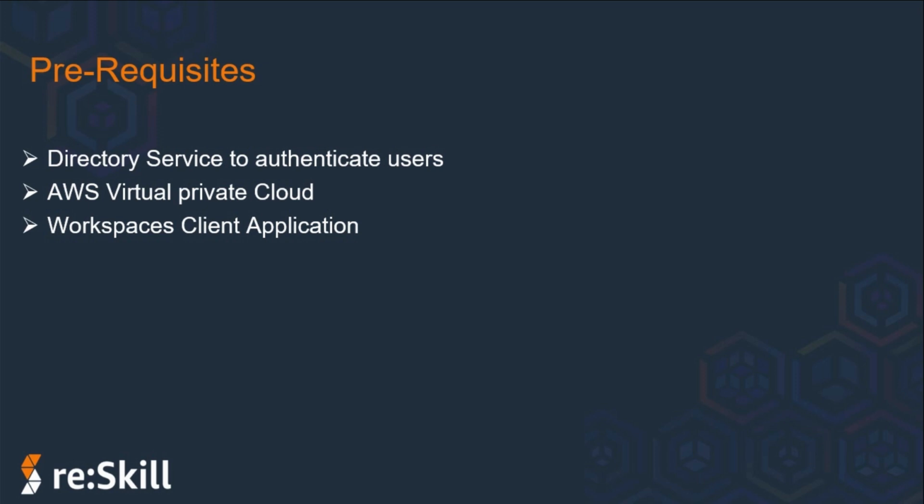The second thing you need is a VPC where you host your AWS Workspaces. Then you need a Workspaces client application. It can be the client application or a web URL via which you will access your AWS Workspaces.